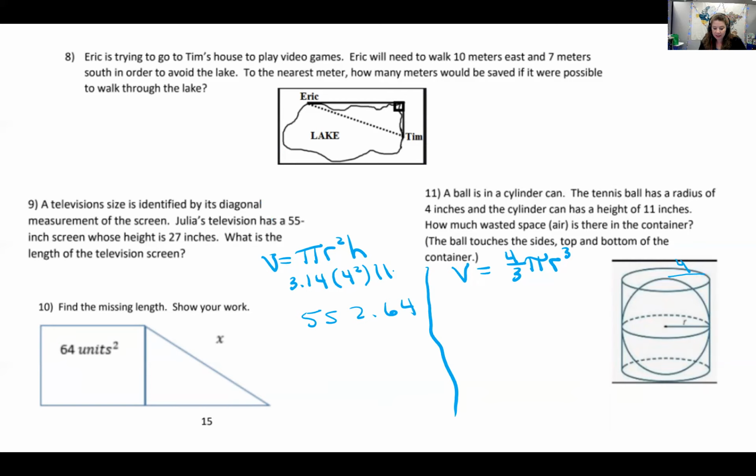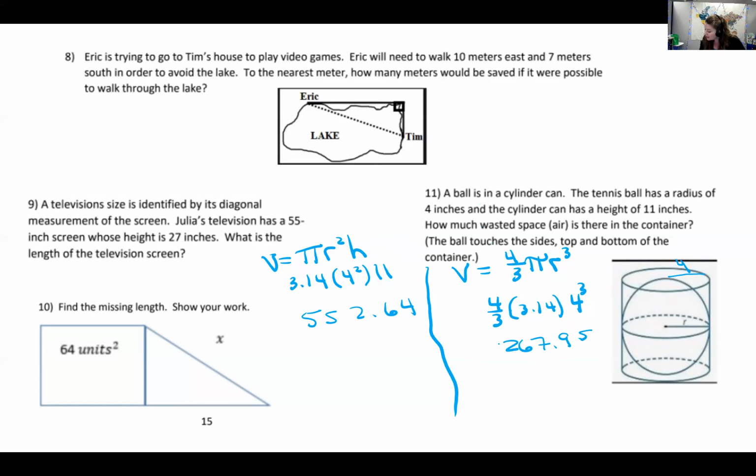So the sphere is... Hold on, let me write it out first. 4/3 times 3.14 times our radius cubed this time. So I'm going to plug that in my calculator. 3.14 times 4/3. My goodness, I'm having trouble with my calculator this morning. Times 4 to the 3rd power. I got 267.95 approximately.